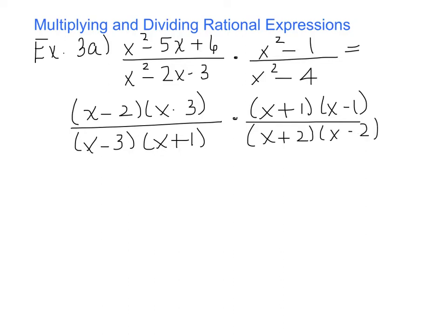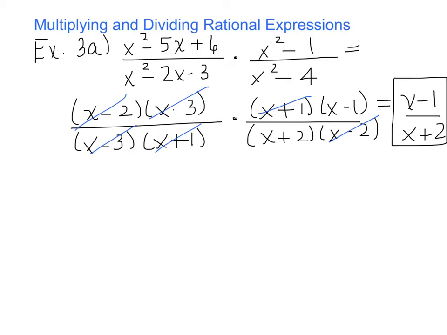And we're dividing. So this divides to equal 1. This divides to equal 1. This divides to equal 1. And then you're only left with x minus 1 over x plus 2. And then that's your answer. You can never cancel numerator and numerator. You can only go from the numerator to the denominator. All right, let's try another one.